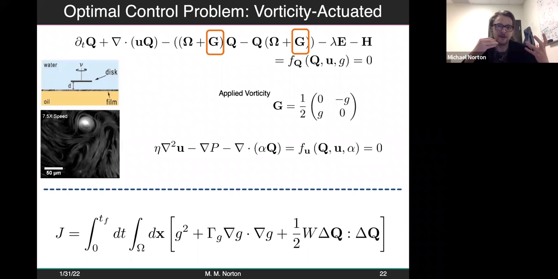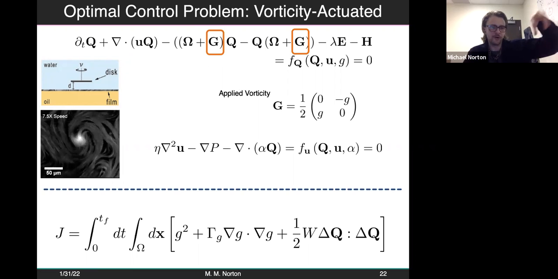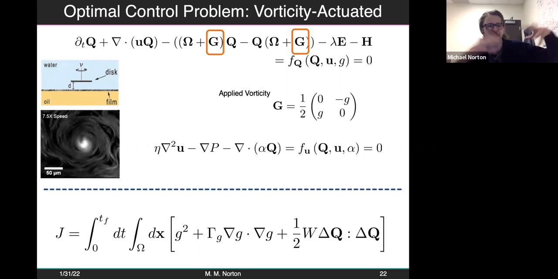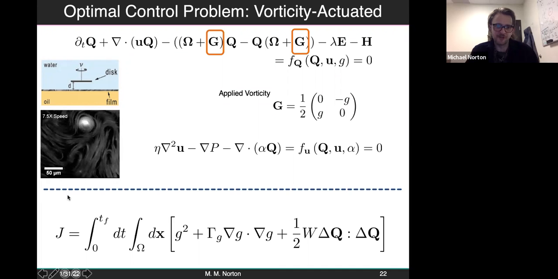To check our process, I did another control problem where, instead of manipulating the active stress field, I manipulated the vorticity of the flow field directly. In this case, I augmented the vorticity tensor with this tensor G, defined as follows. Now that is our control input, and it is intended to mimic the action of a rotor floating above the nematic. Obviously, I'm not simulating the full fluid flow. This is just an approximation of that dynamic.